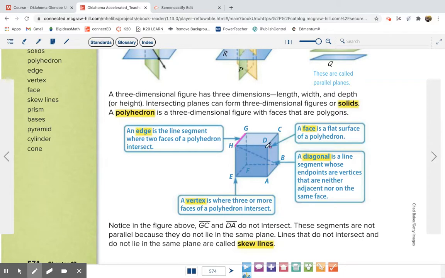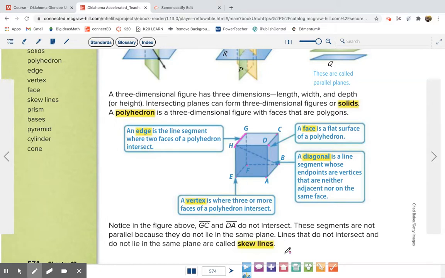This front side, I already said HD, DA, EA, because I've already said that one. Over here, I have CB, BA. Then on that back side, I've already said all of them except BF. Then we have vertex, or vertices for plural. That is where you have 3 or more faces that come together to make a point. So H is a vertex, G, C, D, B, A, F, E.